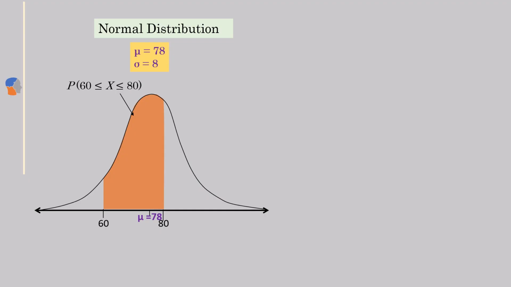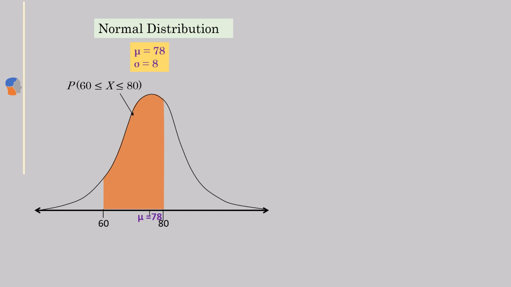The last example. Here again we have a random variable x that has the normal distribution. Here mean is 78 and the standard deviation is 8. They are asking probability between 60 and 80. That means area under the curve and between 60 and 80. Right. What is the first step?